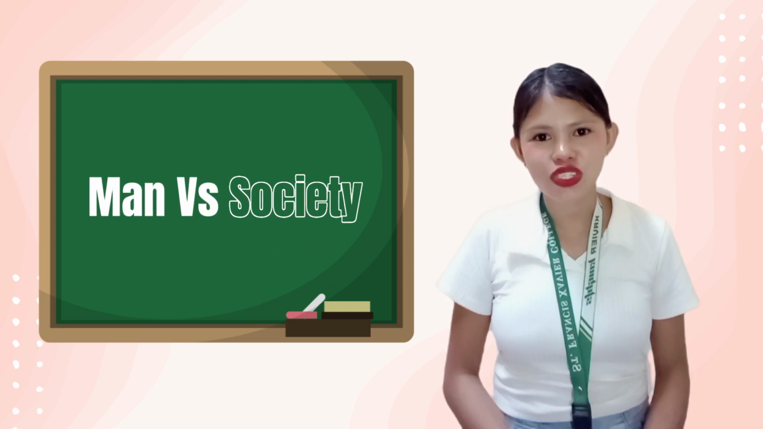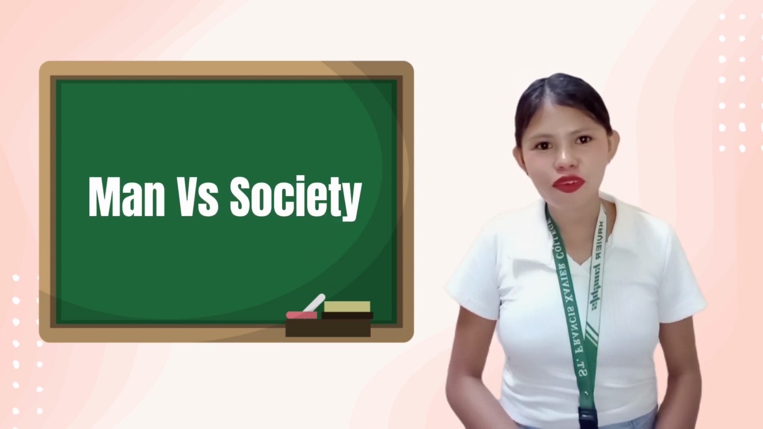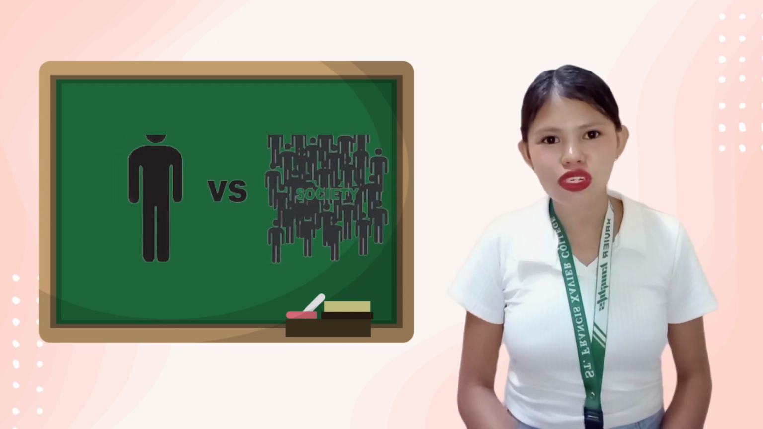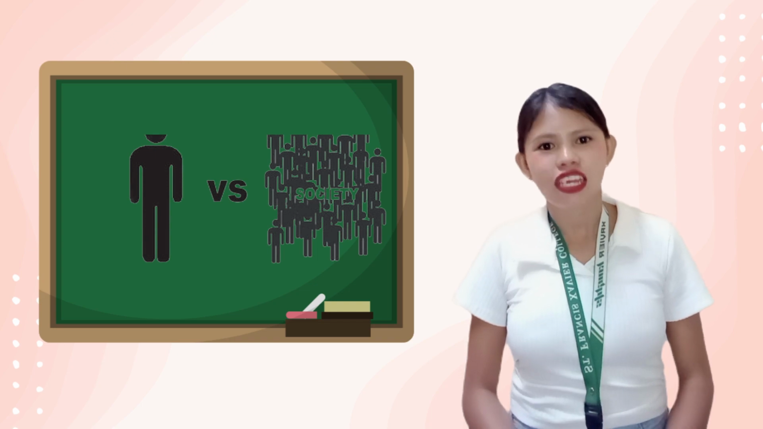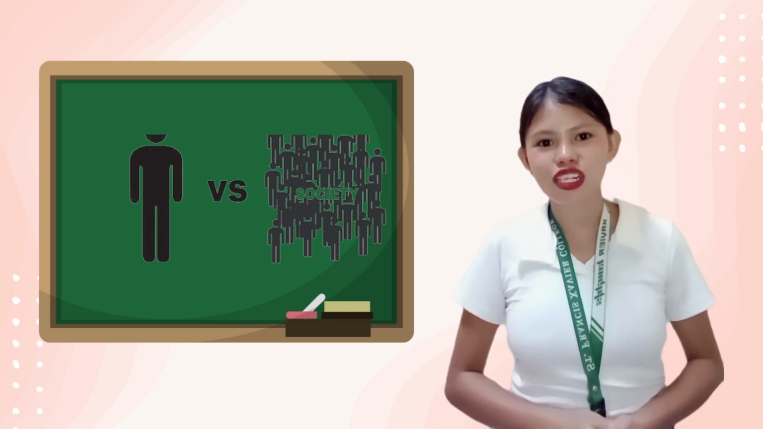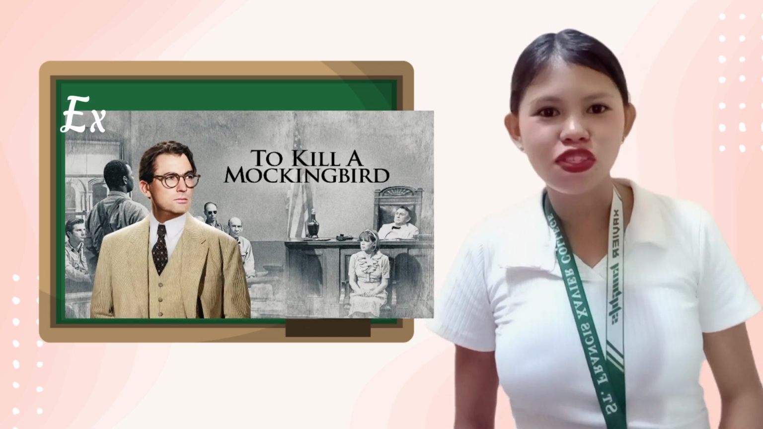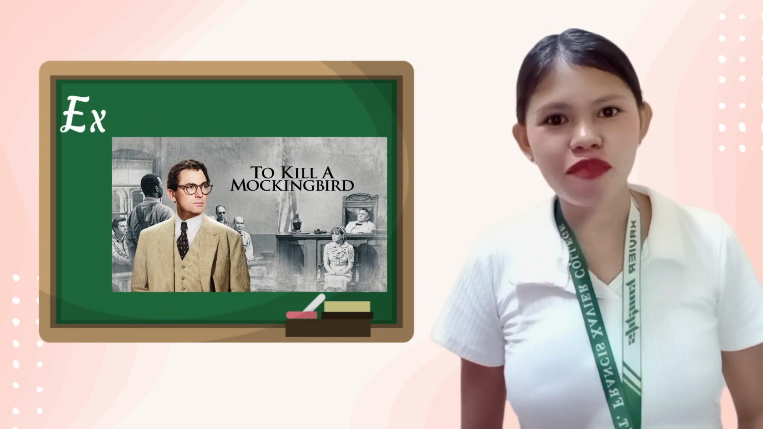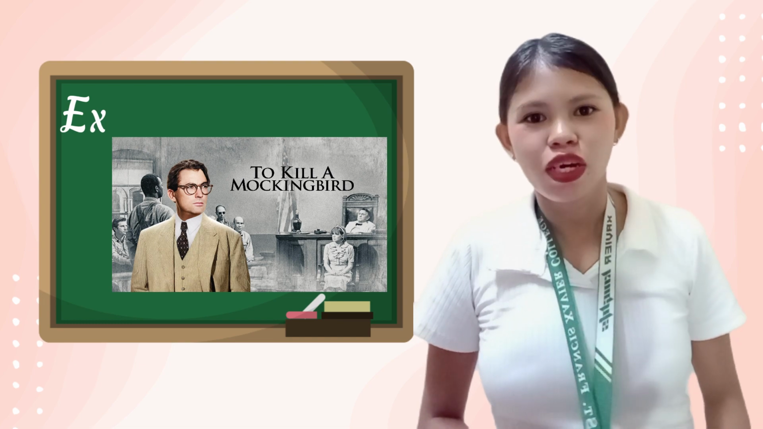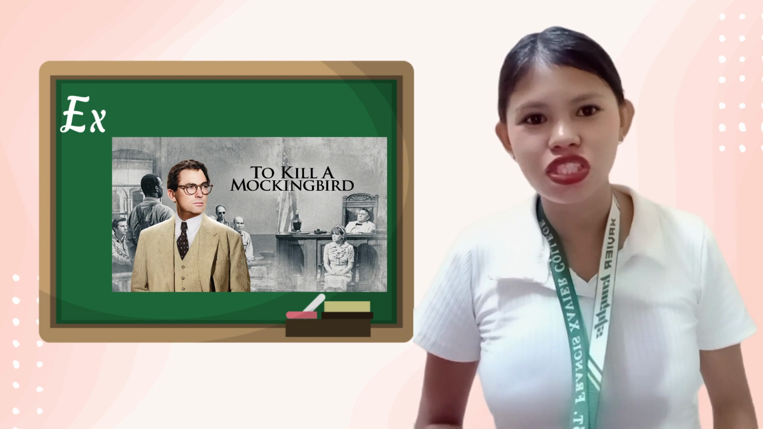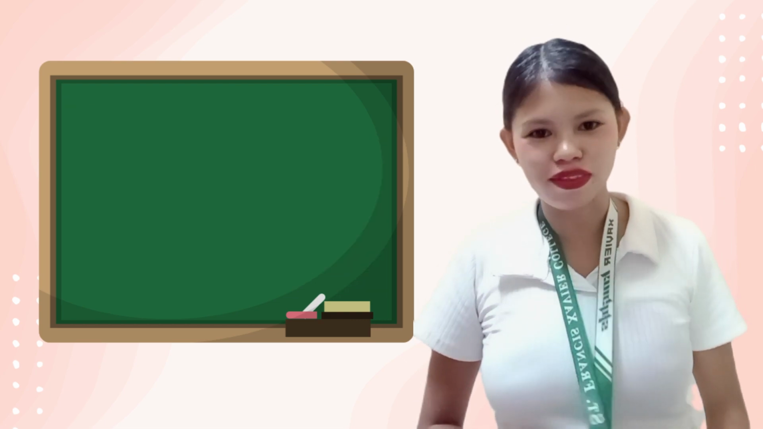Next, we have man versus society conflict. In this type of conflict, a character struggles against the norms, rules, or expectations of society. It can involve challenging societal values, traditions, or injustices. An example of man versus society conflict is seen in Harper Lee's To Kill a Mockingbird, where Atticus Finch fights against the racial prejudice and injustice in a small southern town.